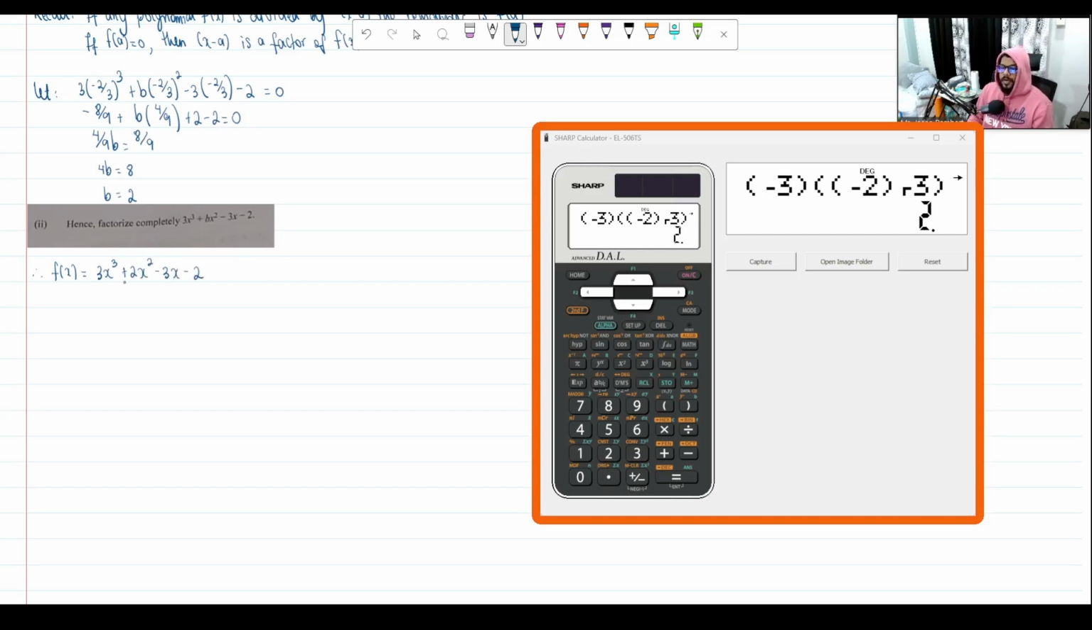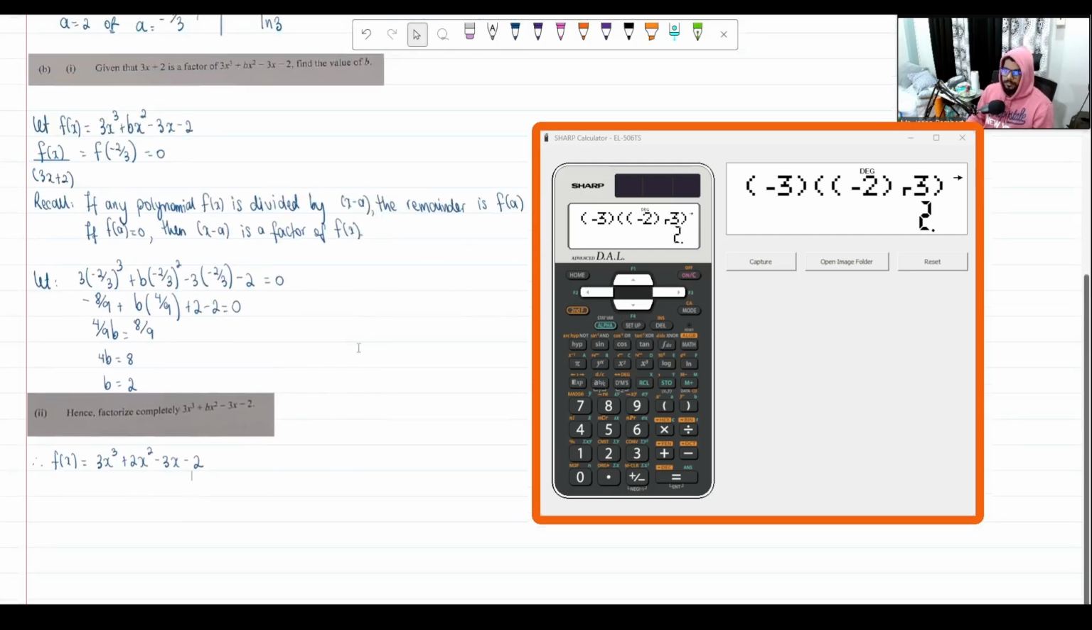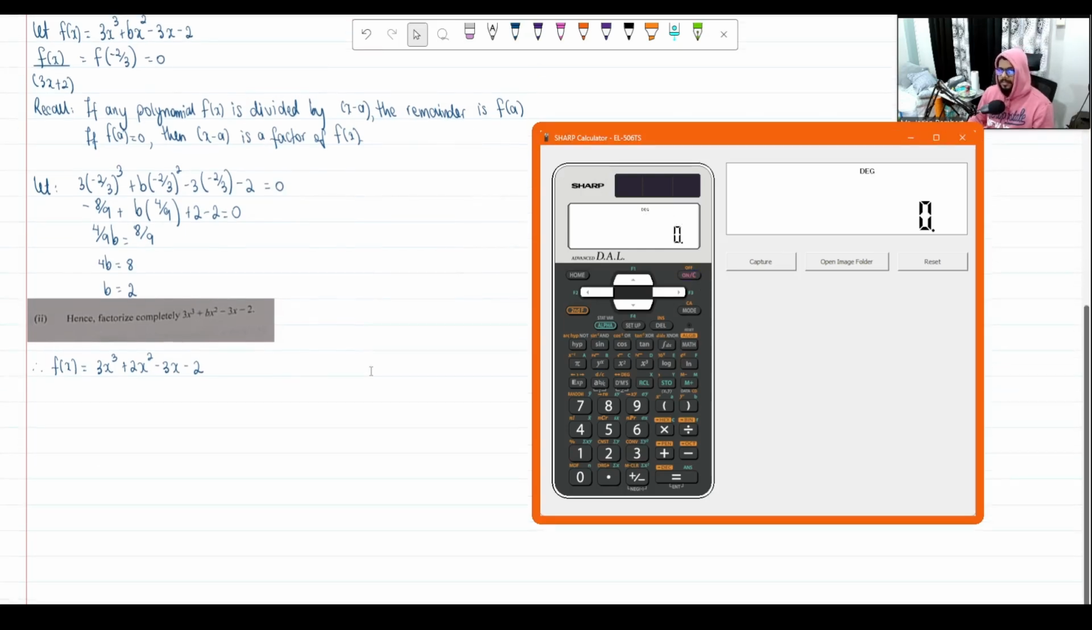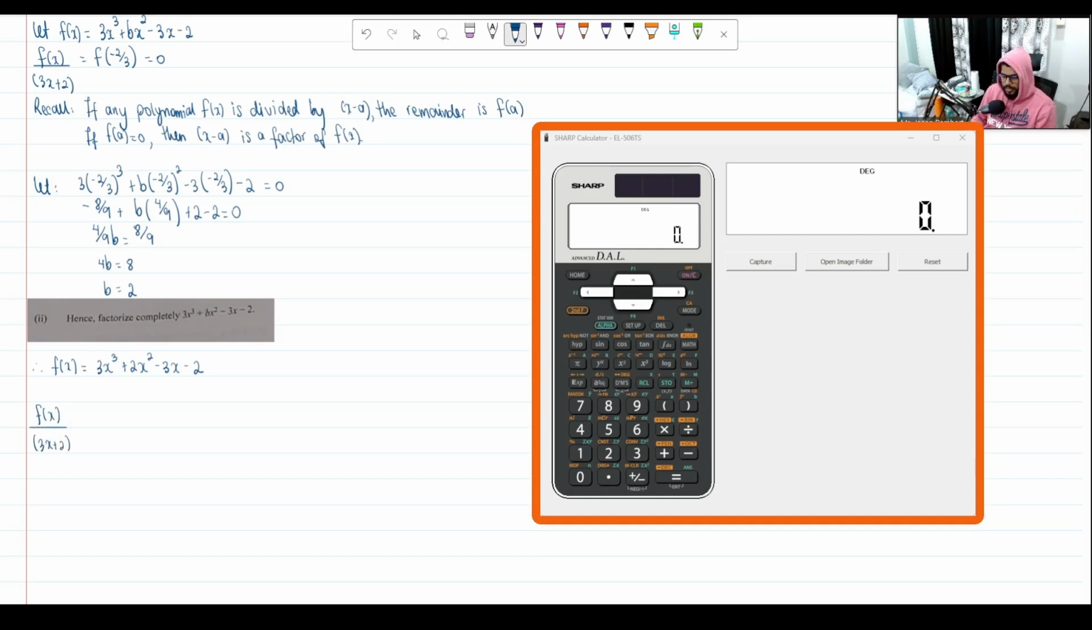I know one factor is 3x plus 2, but I could also get the other factors from my calculator. I can say, since f of x divided by 3x plus 2 is equal to 0, I can say that 3x plus 2 is a factor of f of x, and we did that above.